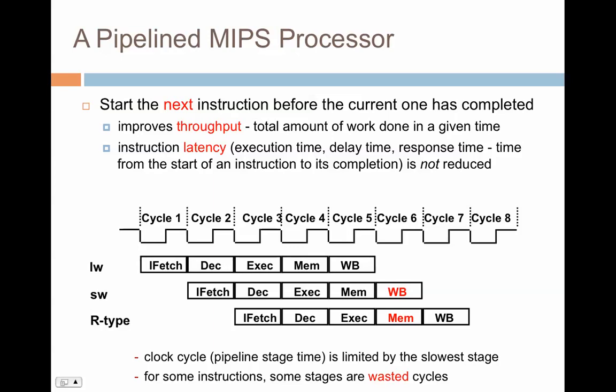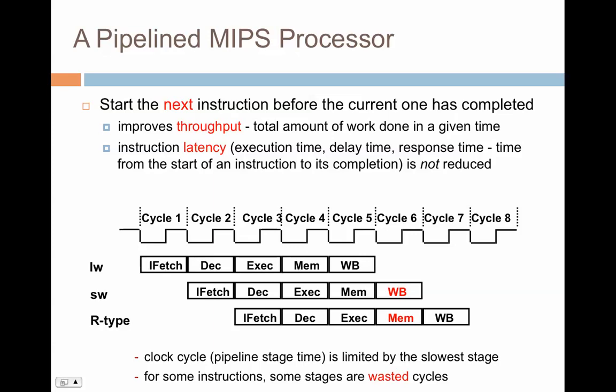Most of the time what we say is, let's say the decode is the longest one, we realize the decode is going to take more time, and we fix that as the cycle time for the entire pipeline. For some instructions, some stages are wasted. For example, if you see store word, we are wasting the write back stage. We're not going to do anything in the write back stage. Similarly, for the R type, the memory stage is wasted. So this will waste certain stages.